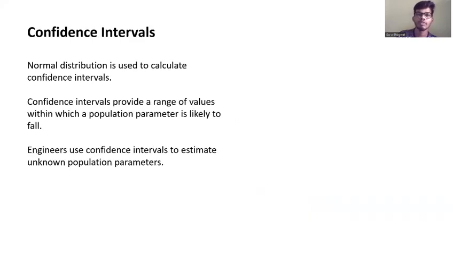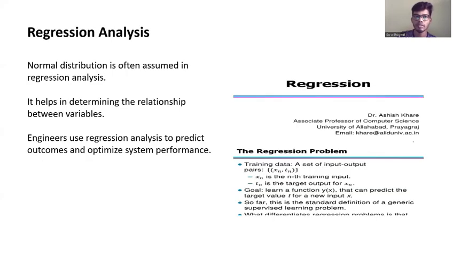Next, moving on to confidence intervals. Confidence intervals in a normal distribution are used to estimate a range. Confidence intervals provide a range of values within which a population parameter is likely to fall. Engineers use confidence intervals to estimate unknown population parameters. Next, move on to regression analysis.